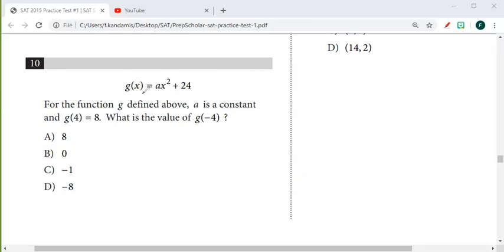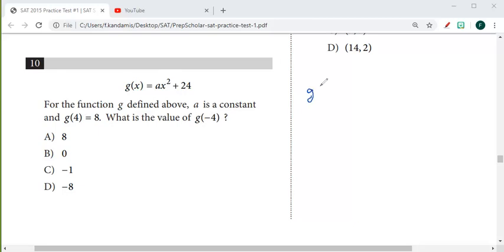Let's read the question. g of x is given as ax squared plus 24. So for the function g here, a is a constant, g of 4 equals 8. What's the value of g of minus 4? So the first method is just substituting 4 in here.